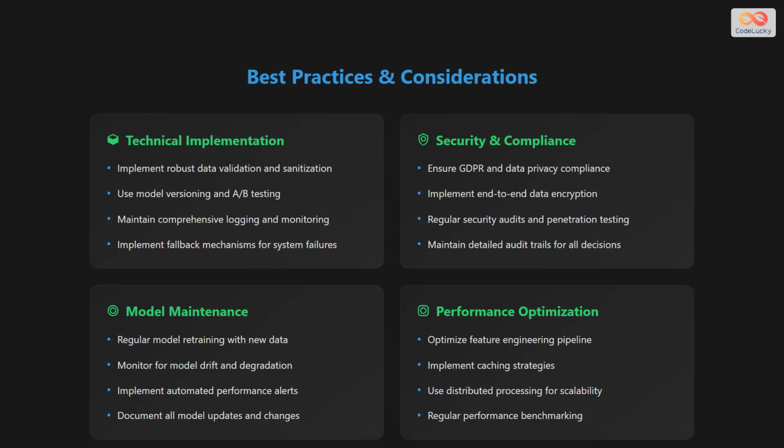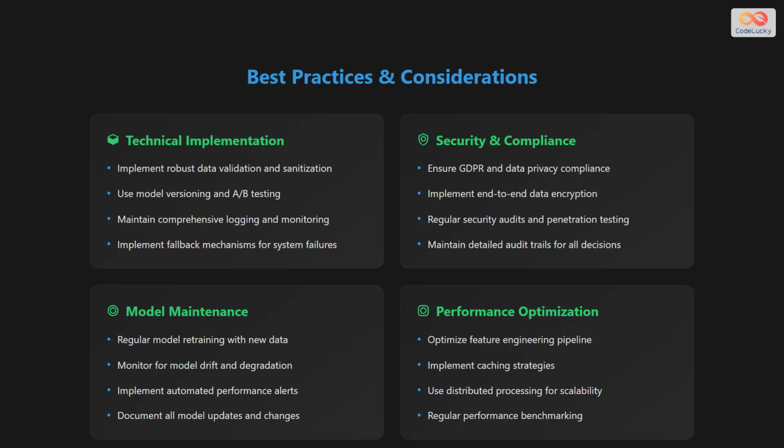When implementing a fraud detection system, it's important to follow best practices and consider key aspects. First, in terms of technical implementation, it is important to implement robust data validation and sanitization. Use model versioning and A/B testing. Maintain comprehensive logging and monitoring, and implement fallback mechanisms for system failures. Second, regarding security and compliance, ensure GDPR and data privacy compliance, implement end-to-end data encryption, perform regular security audits and penetration testing, and maintain detailed audit trails for all decisions.